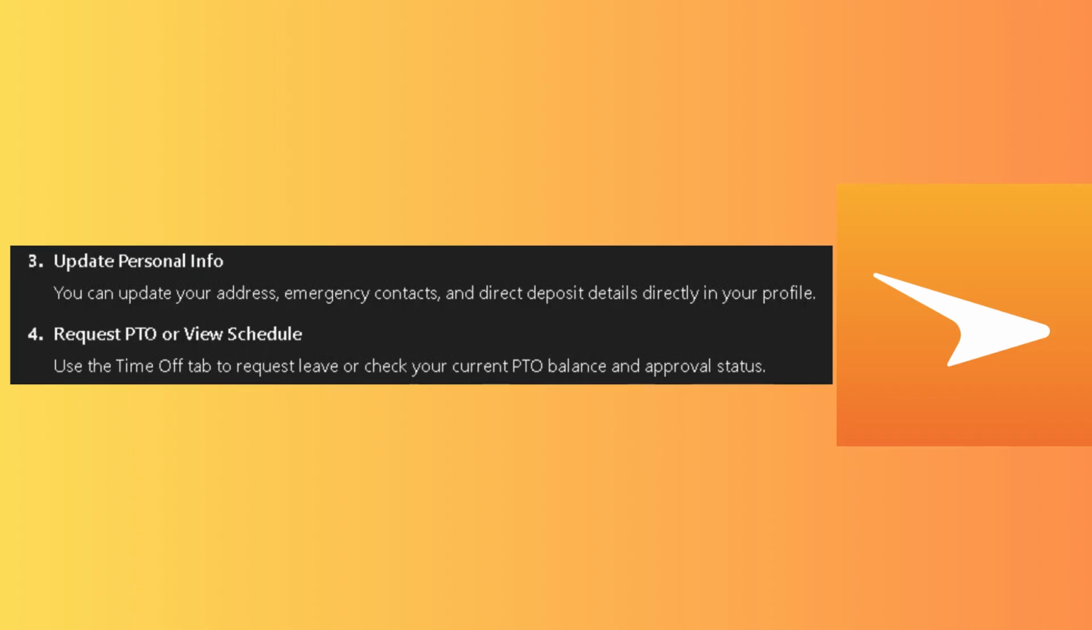Request PTO or paid time off or view your schedule. You can use the time off tab to request leave or check your current paid time off balance and approval status. Now you know how to use Paycor as an employee and employer.